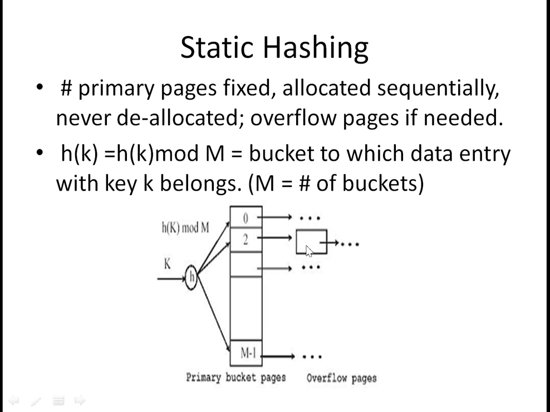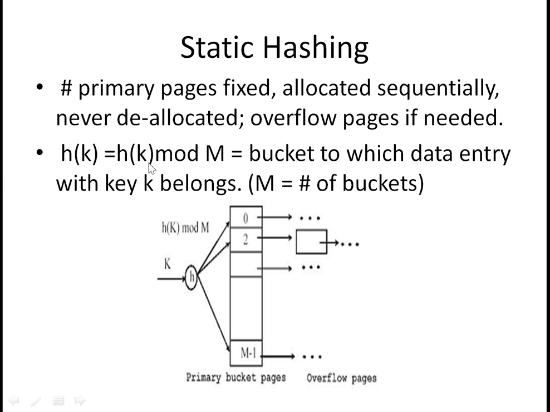Now, what is a hash function? h of k is called the hash function. You will use the hash function to get the bucket to which the data entry with key k belongs. For example, your search key is k, let's say roll number 30. Where should 30 be stored in the hash buckets? That answer you will get from the hash function, h of k mod m.